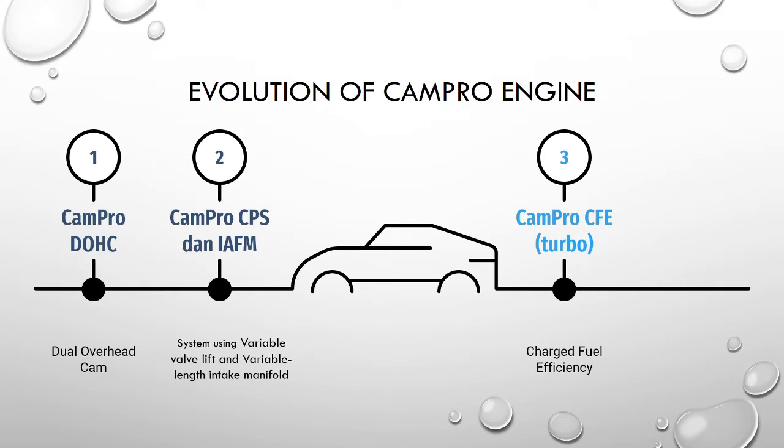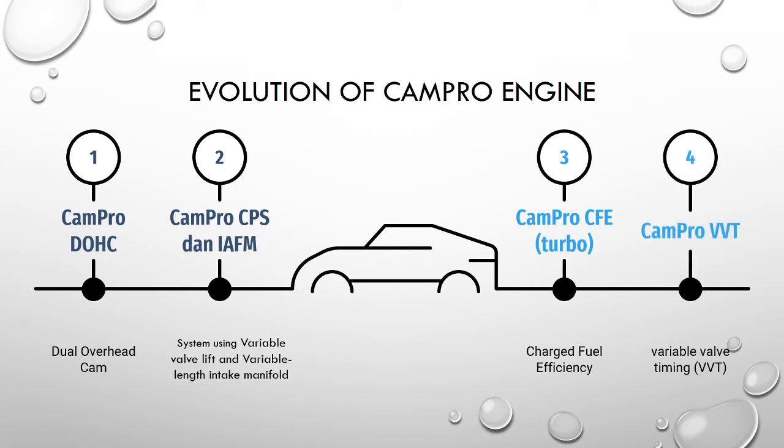The last, or fourth, version is the Campro VVT. VVT stands for variable valve timing. The engine was unveiled in September 2014, and its first application is in the Proton Iris. This system has a new block, new piston, new valve, and also incorporates variable valve timing.